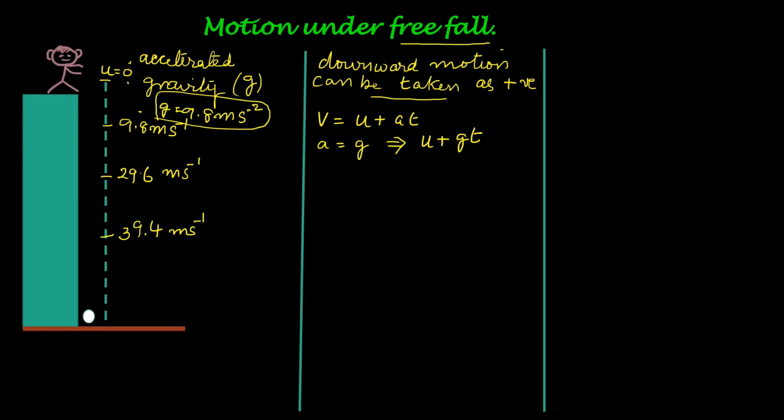The object is released from rest. Therefore, u, the initial velocity, is equal to 0. So this equation becomes v is simply equal to gt, equal to 9.8 into t. That is 9.8 t. If t is given, say for example, for 2 seconds, then we have to multiply 9.8 by this 2.